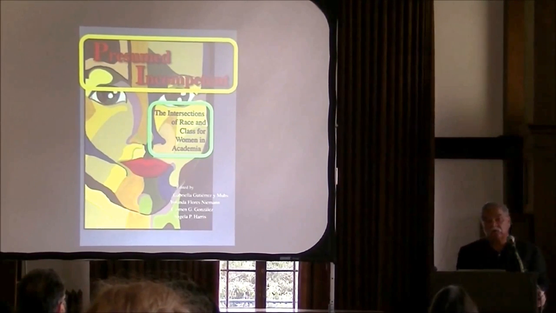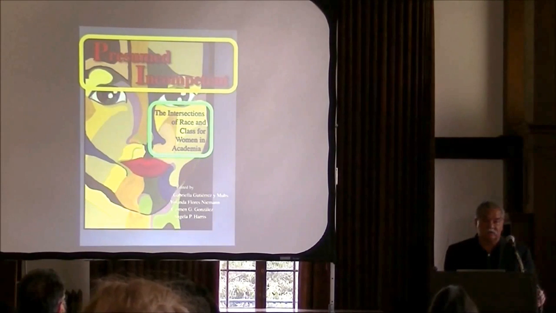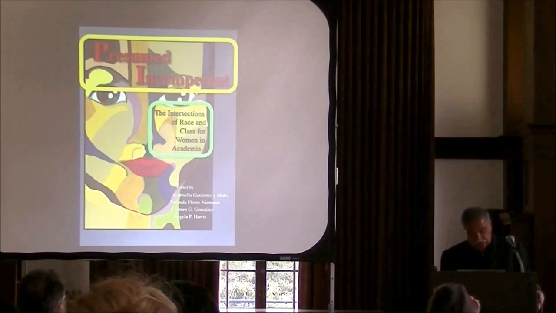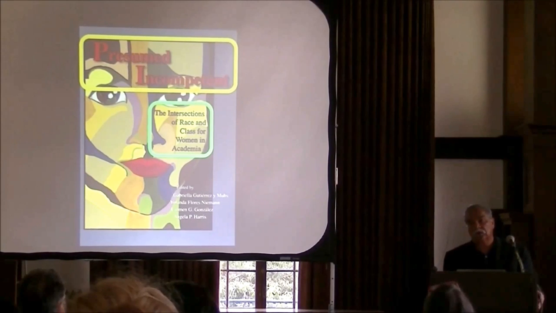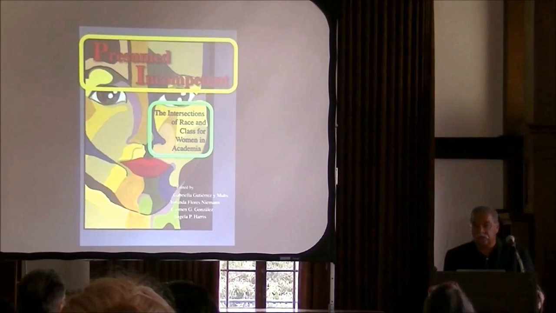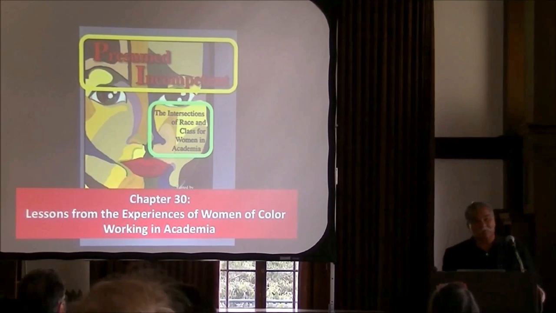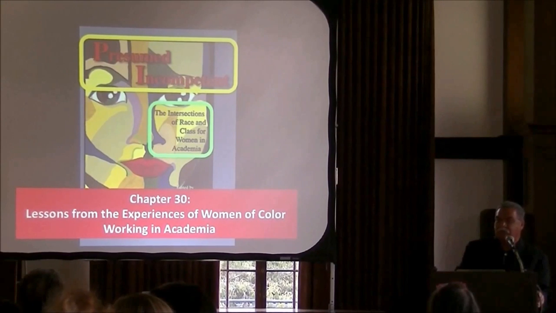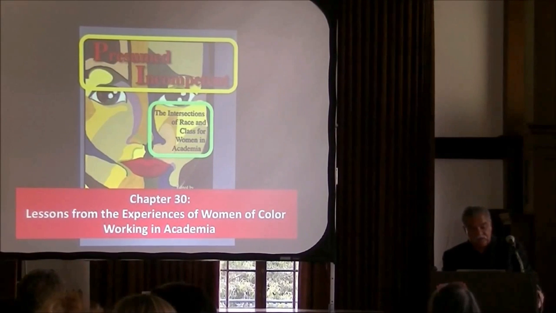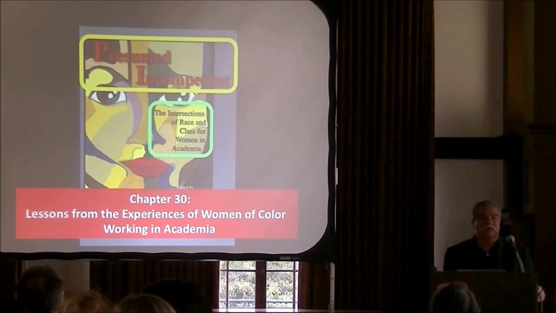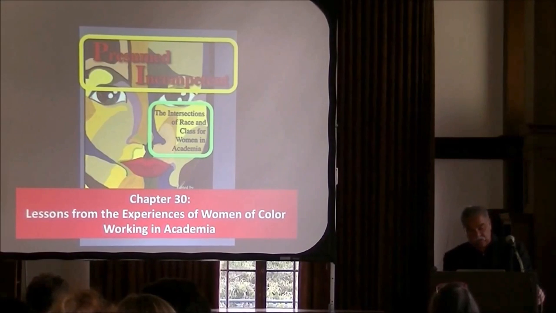I know around the country there are reading groups that are reading this book and having conversations about it. In my own research course last year, we read this book for the whole year and had discussions around some of the stories that these academic women of color shared with us. But if you only read one chapter, which I hope you read more than one, read chapter 30, because chapter 30 is lessons from the experiences of women of color working in academia. So it brings all of it together. It's a powerful chapter that brings the stories and what we learn from these stories in one space.